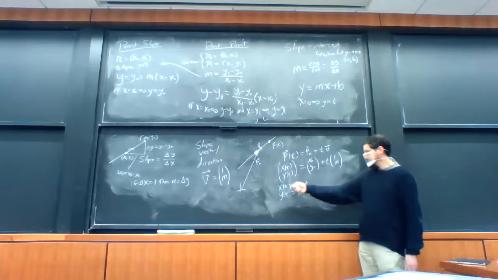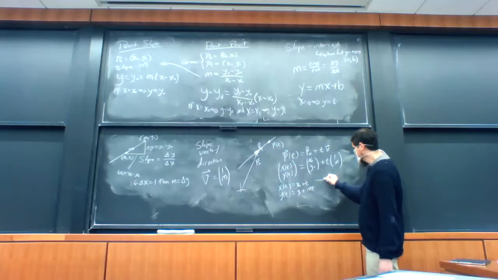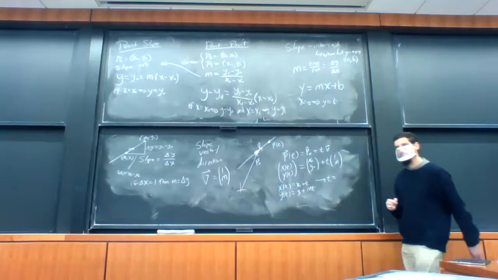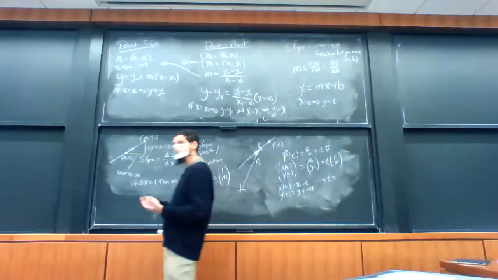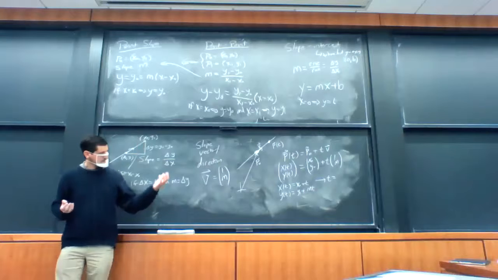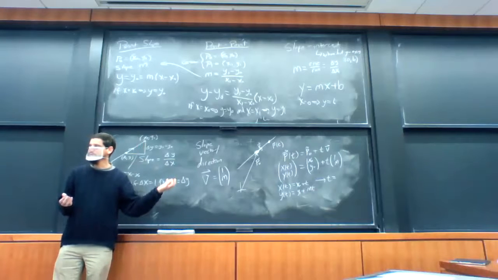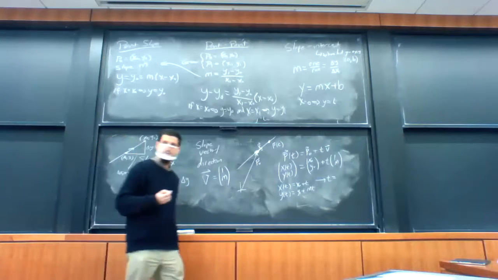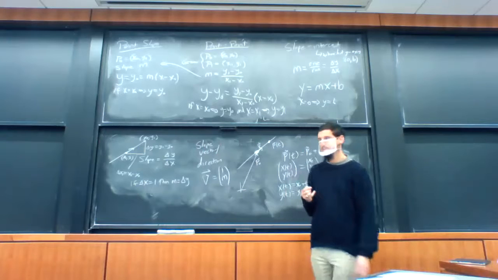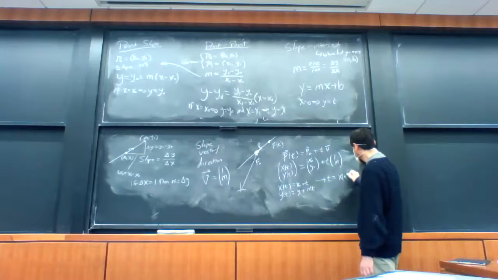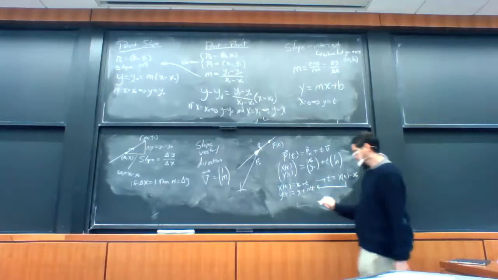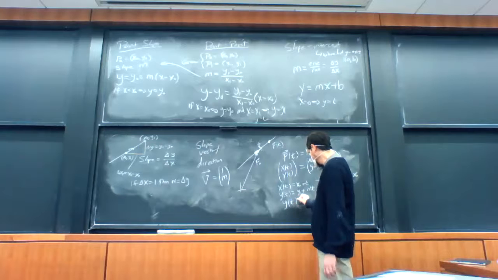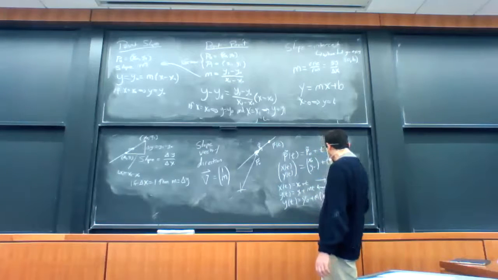Well, if x of t is x naught plus t, solve for t. What is t equal? So if x of t is x naught plus t, what would t equal? x of t minus x naught. And now we can substitute that into t over here, and we'll get y of t is y naught plus m times x of t minus x naught.